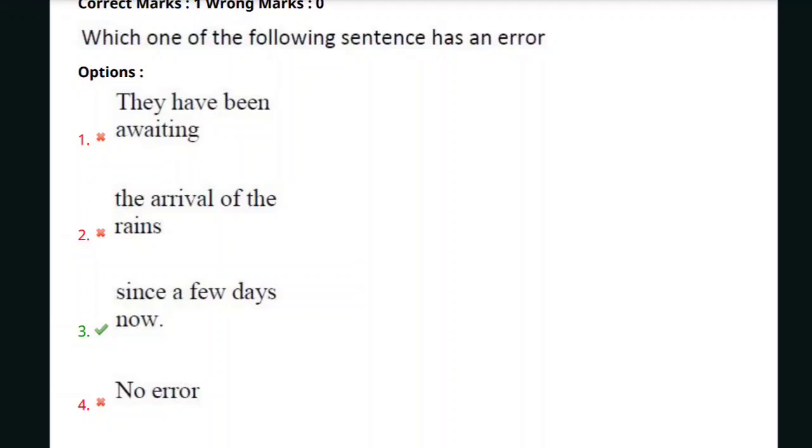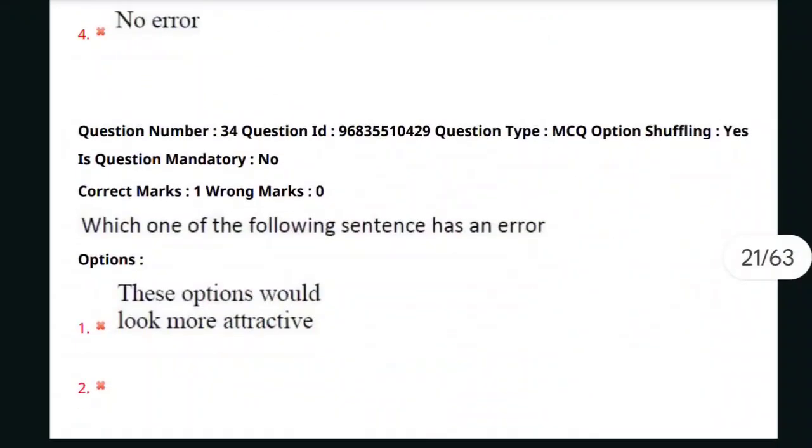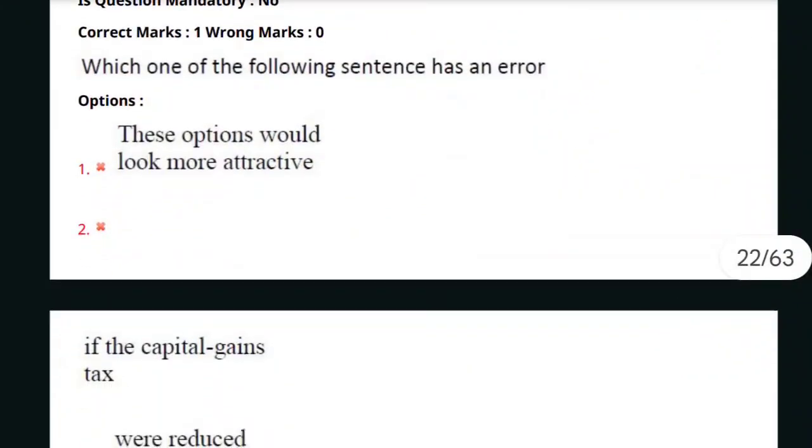Let's move towards the next question. 34th question. Which of the following sentences has an error? Here the question is again on error identification and correction of the sentences. Here they gave us 4 options.